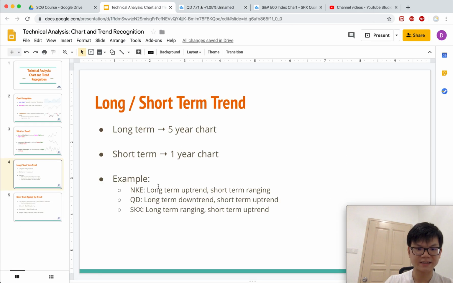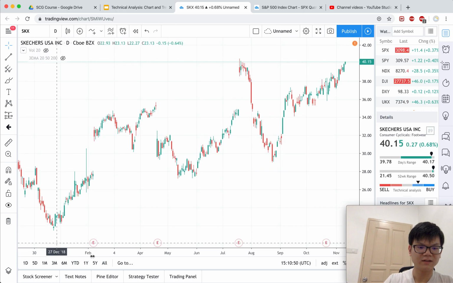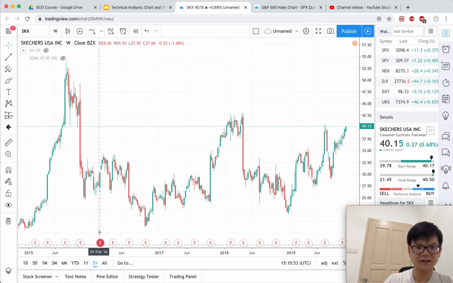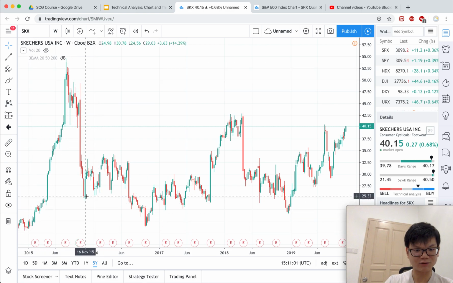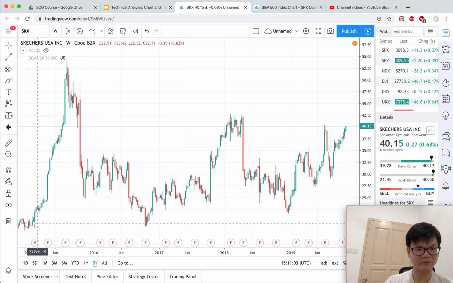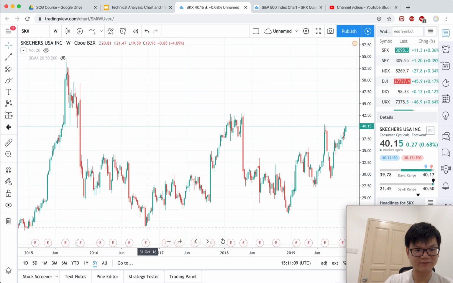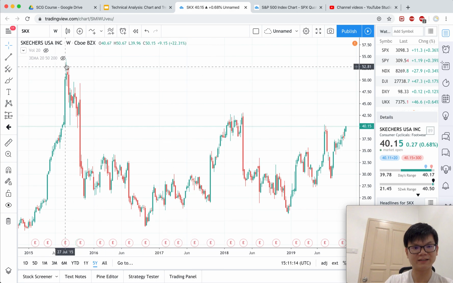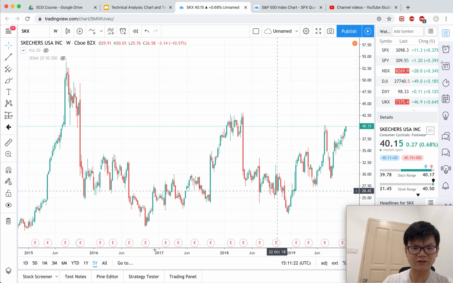The third example is SKX. Same thing, we go for 5 years. So now you can see that I cannot identify what is the trend. You see there's a low and there's a high, and then this low is higher than this previous low, and this high is lower than this previous high, and then this low is lower than this but higher than this, then this high is higher than this but lower than this. So I cannot tell what is a trend, so I would regard it as ranging. So for 5 years it is a ranging stock.